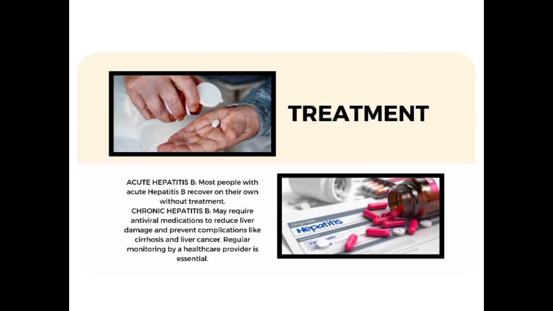How to treat hepatitis B infection? There is no specific treatment for acute hepatitis B. Acute hepatitis B mostly goes away on its own. But chronic hepatitis B may require antiviral medications to reduce liver damage and to prevent complications like cirrhosis or liver cancer. It is best to be monitored regularly by a healthcare provider.